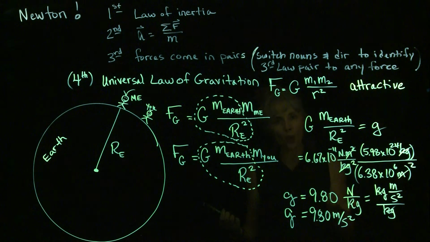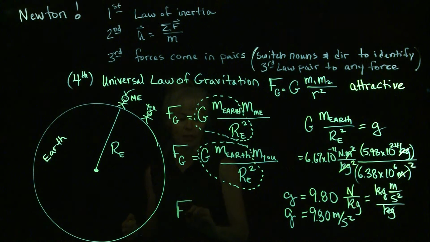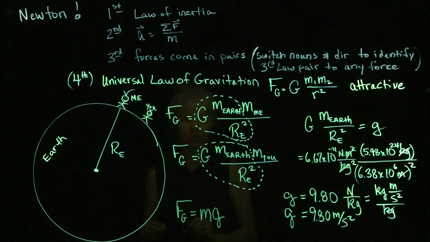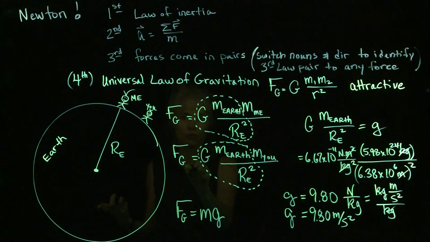So up till now, what we've been doing is saying that the force of gravity exerted by the Earth is equal to an object's mass times the acceleration due to Earth's gravity. And now you see why this is true. Notice that this collection right here can be replaced by little g. So when I talk about the gravitational force on me, it's little g times my mass. When I'm talking about the gravitational force being exerted on you, it's little g times your mass.